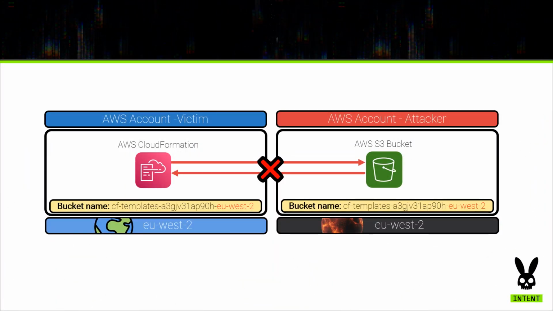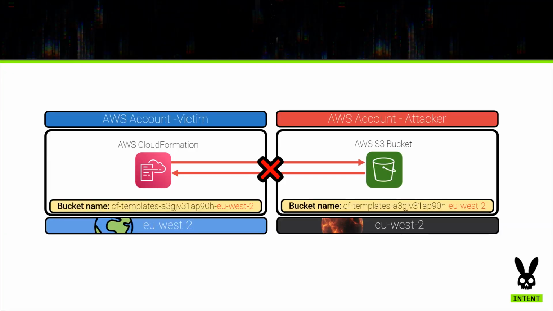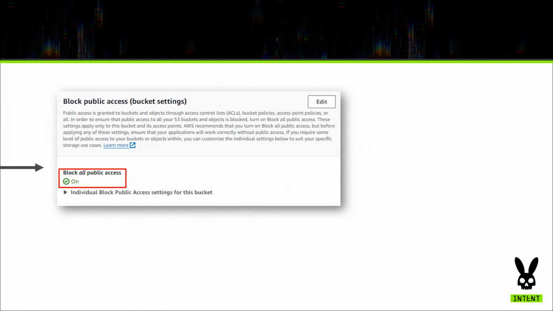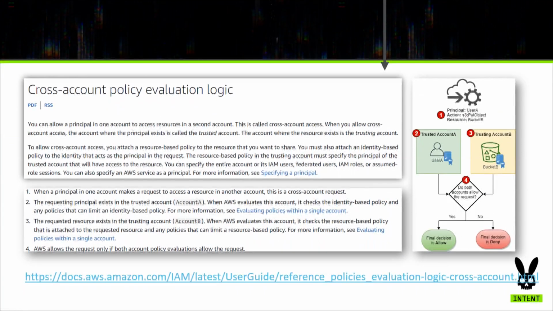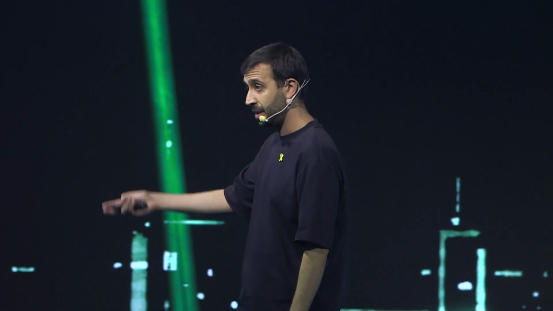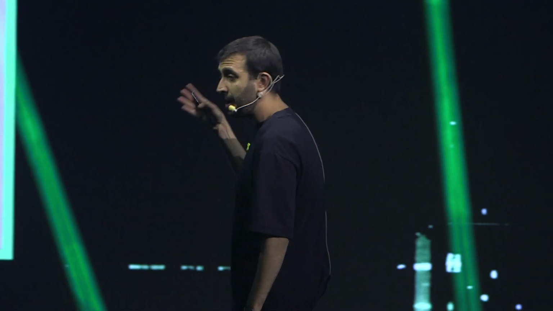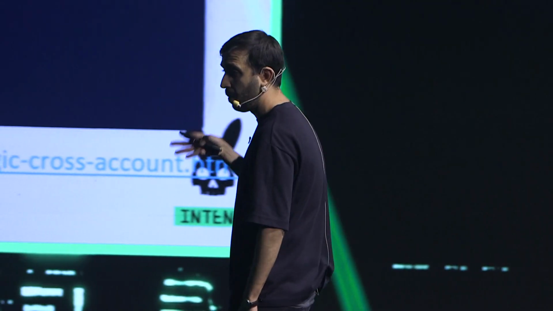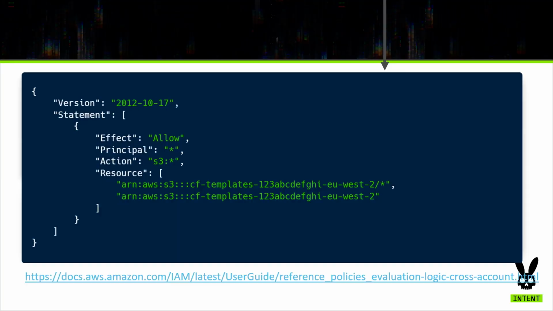The reason why the user got an error before is because the attacker still needs to define some settings on the S3 bucket. First of all, the attacker needs to allow public access to this S3 bucket because it's blocked by default. And then, in order to allow cross-account access, the attacker needs to define a resource-based policy in this S3 bucket. Here we have a very permissive S3 bucket policy that allows any principal on AWS to perform any action on this S3 bucket.